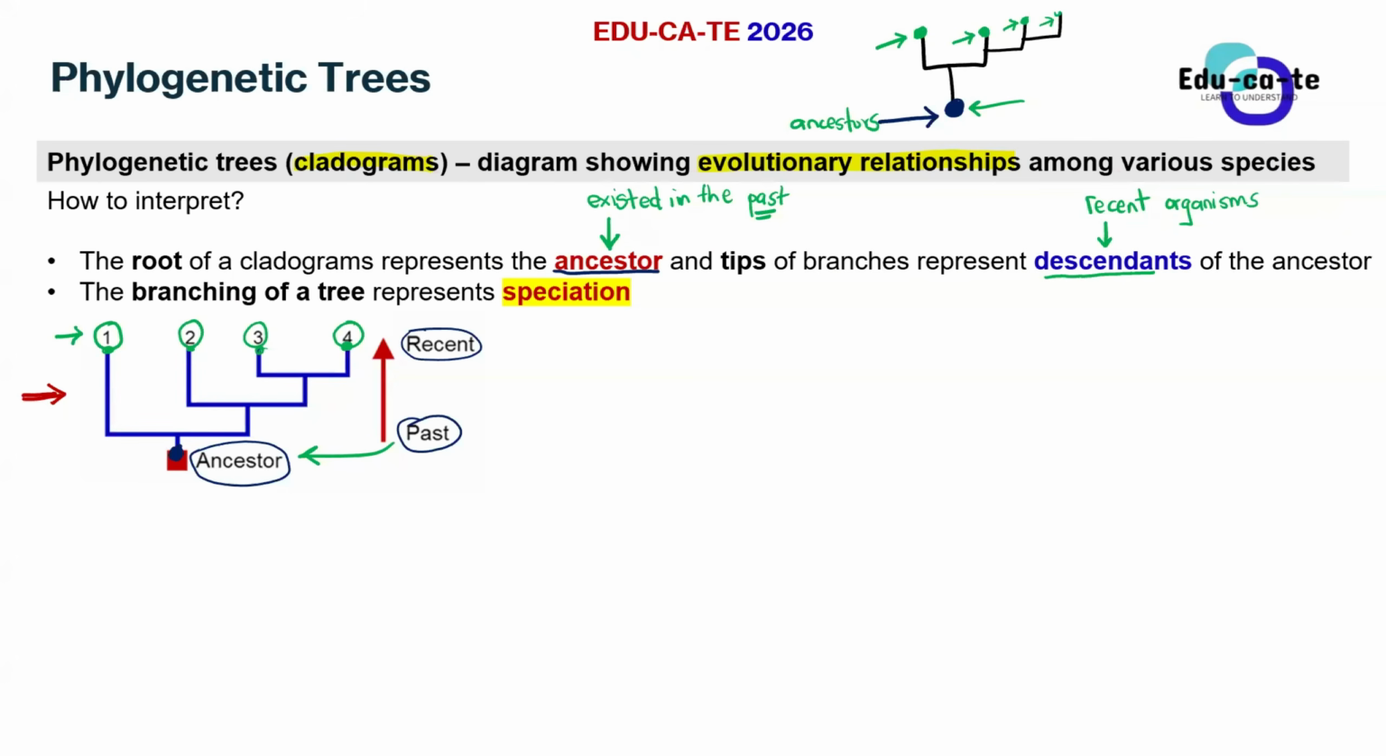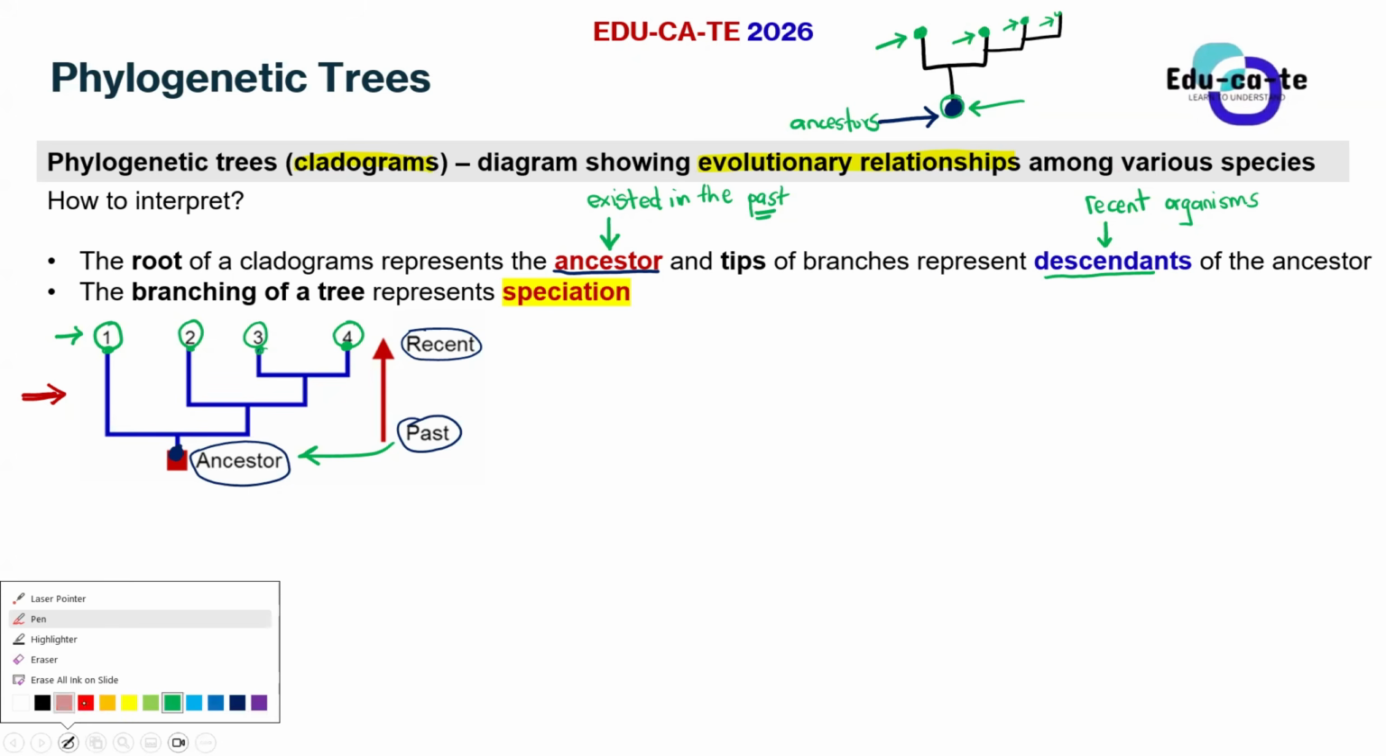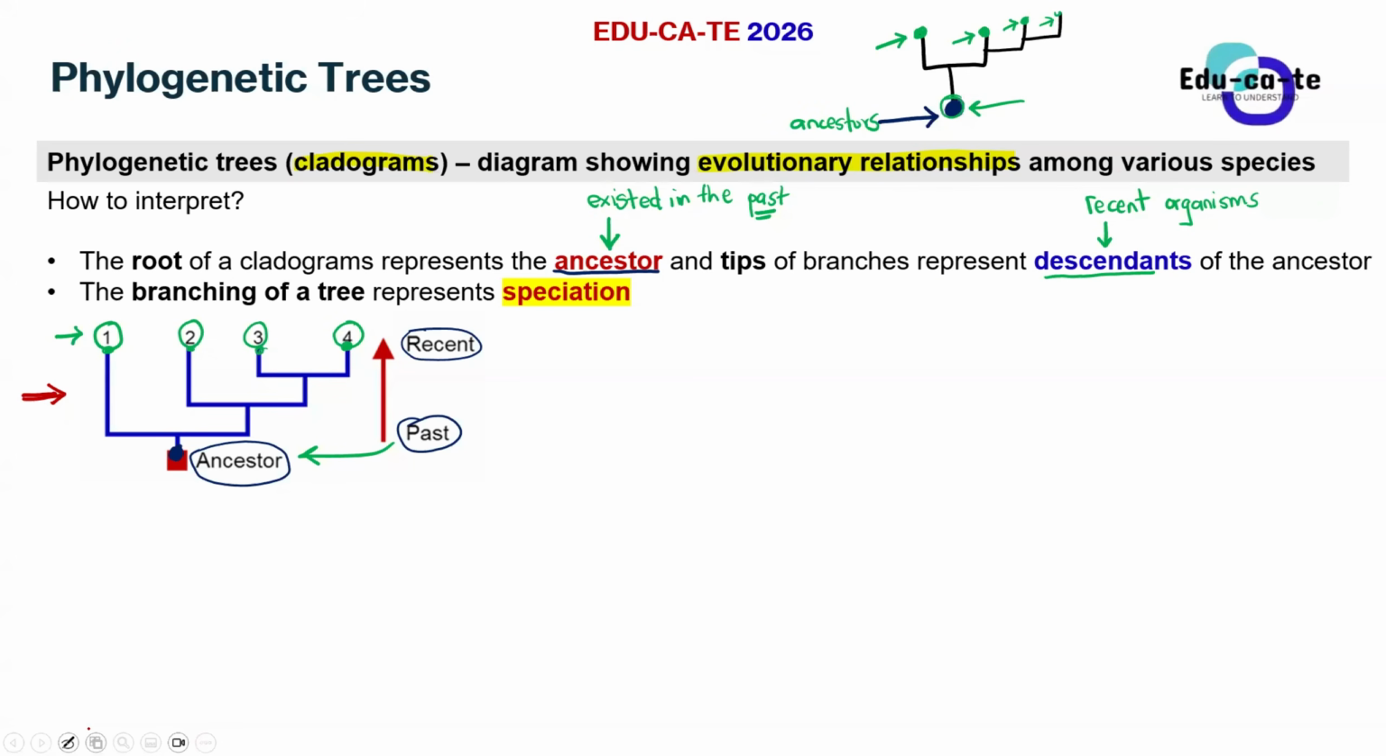So guys, I'm saying the root of the phylogenetic tree, the bottom part of the tree here, shows you the ancestor, and the tips show you the descendants. Now we ask ourselves, what does the branch represent? Because this tree has a branch. Basically, the ancestor undergoes speciation to be able to form different descendants. Remember, guys, we said that speciation is the formation of new species, right?